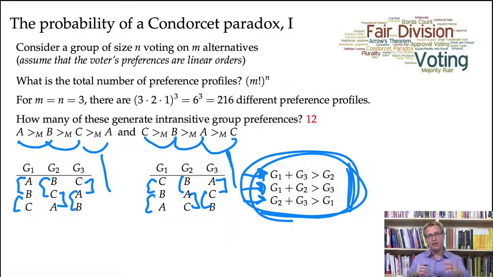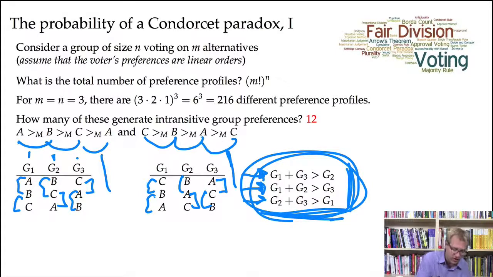Now, if we only have 3 voters, the only way to satisfy these inequalities is to assign one voter to each one of the groups. So if there are 3 voters, then any one of those voters could be assigned to group 1. Any one of the remaining 2 voters could be assigned to group 2. And then finally, the remaining third voter has to be assigned to group 3.